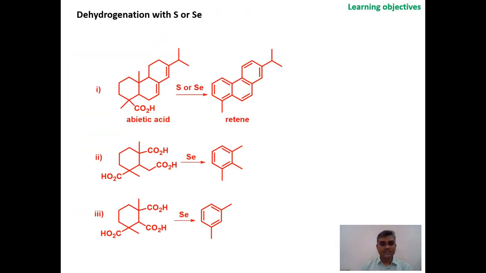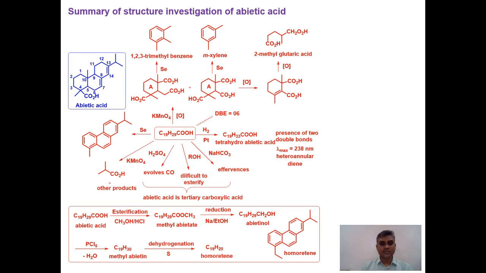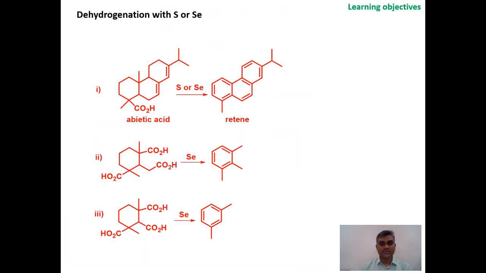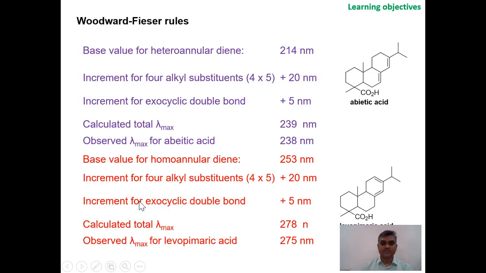Now once the structure of abietic acid is proved, we have to make a little revision of what we have learned during this abietic acid discussion. We came across the dehydrogenation experiment, where we get the aromatic substrate from the terpenoid molecule, as well as the oxidation products of the terpenoids. So abietic acid gives retene, and the retene structure has given us a major clue as far as the structure of abietic acid is concerned. Here the formation of 1,2,3-trimethylbenzene as well as mesitylene, meta-xylene gives the proof for the presence of the angular methyl group at the 10 position.